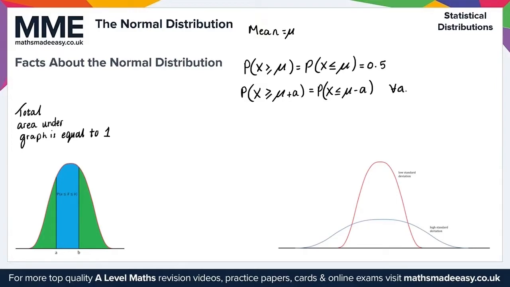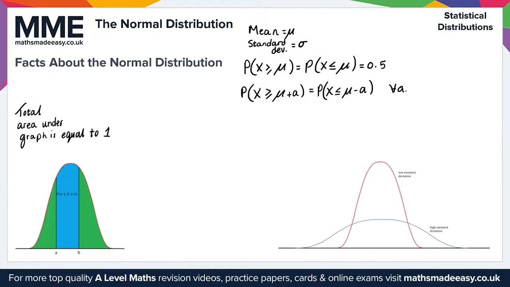We also have another variable that we include in the normal distribution, and that is sigma. So the standard deviation is represented by the Greek letter sigma. The standard deviation determines how flat the graph is, and we can see an example of this using this graph. The higher the standard deviation, the lower the graph, as we can see using this blue curve, and the lower the standard deviation, the higher the graph.